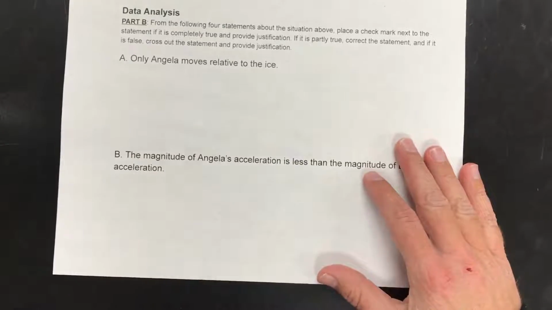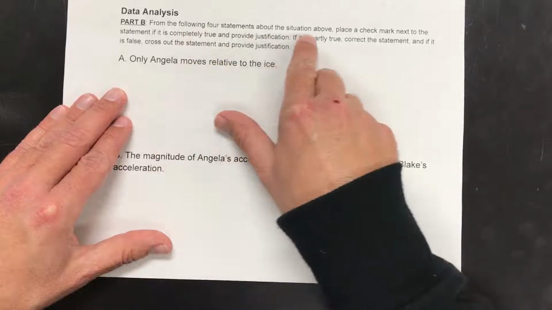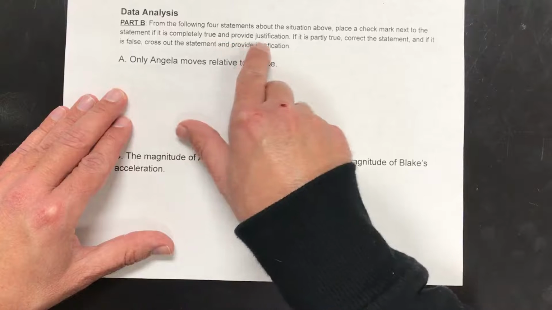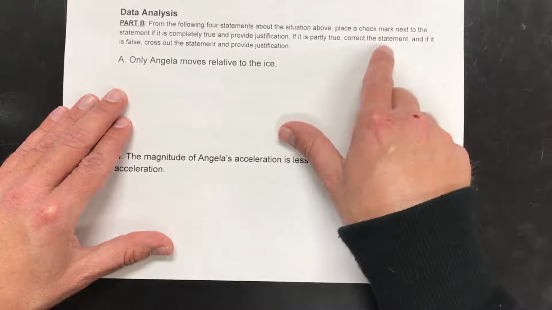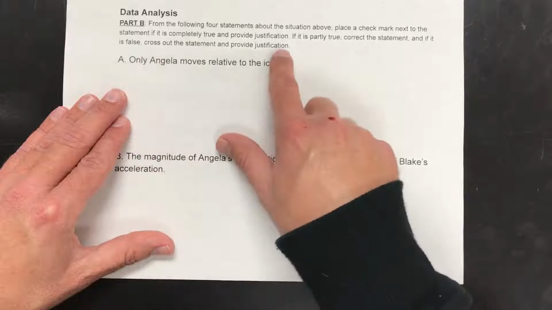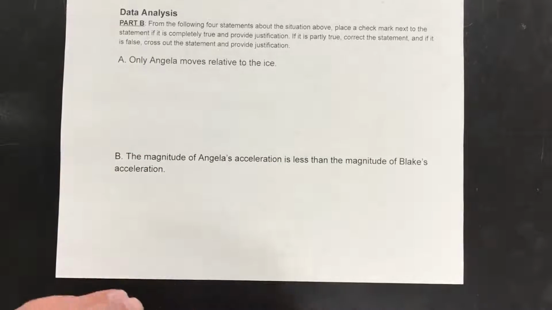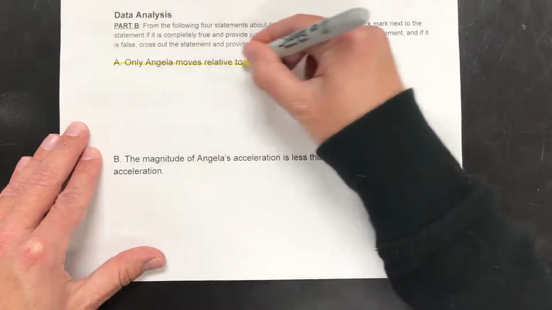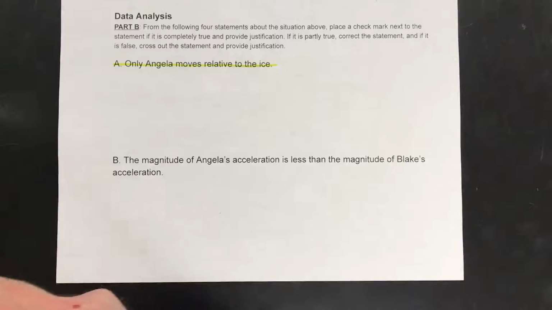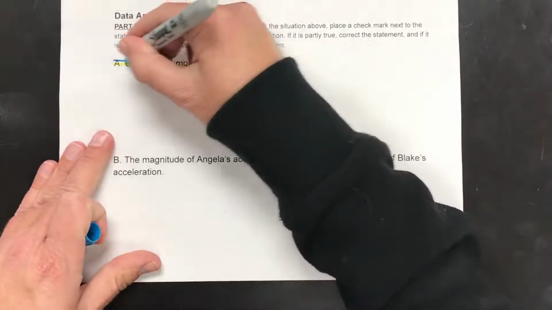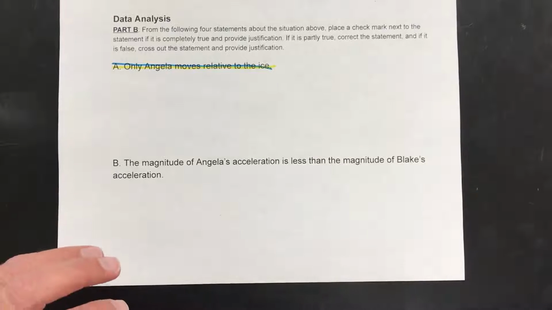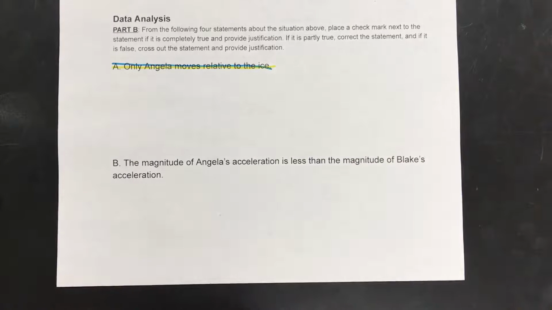Next thing they want: from the following 4 statements about the situation above, place a check mark next to the statement if it is completely true and provide justification. If it is partly true, correct the statement. And if it is false, cross the statement out and provide justification. All right, so first thing: only Angela moves relative to the ice. Nonsense. There's a force on Blake, so Blake will accelerate. He will move. And the rope will also move as well. It doesn't have any mass, so it'll start to move there.